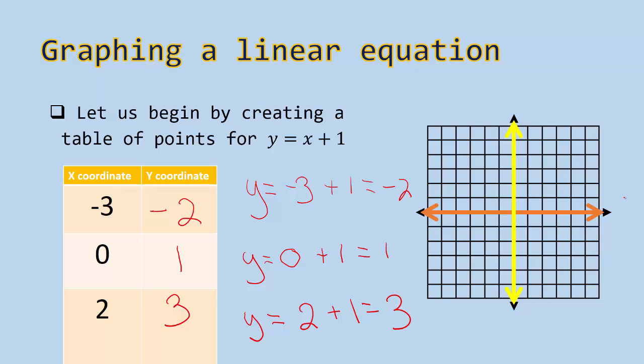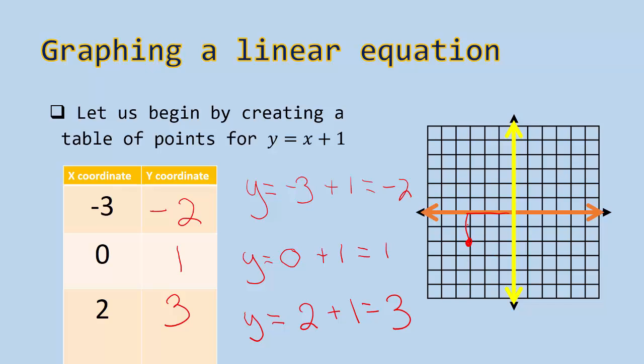So let's first go -3, -2. So again, we're starting at the origin. My x coordinate says -3. So I'm going to go to the left 1, 2, 3 units. So I'm heading this direction. And then I'm going to go down -2. So that means I'm going to go down the y-axis 2 locations. And there's my dot. That's -3, -2.